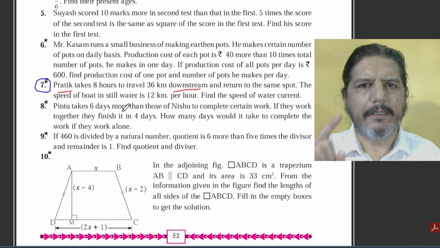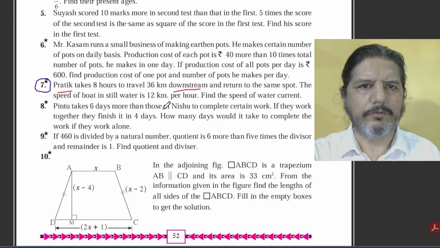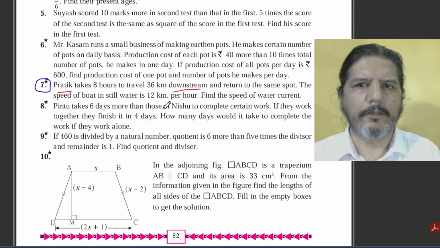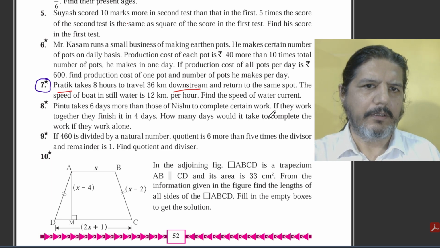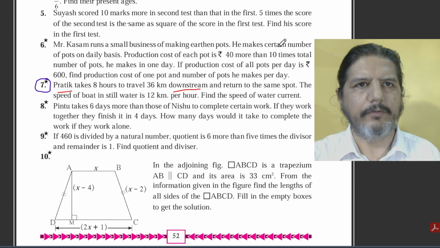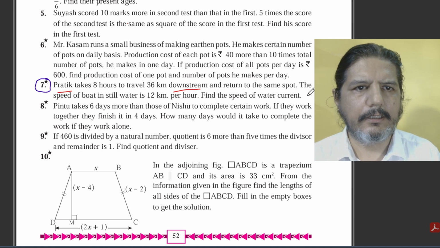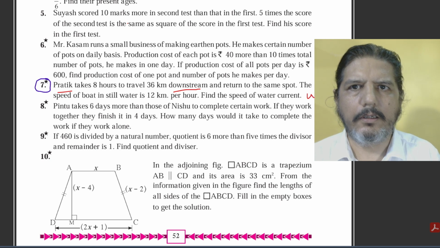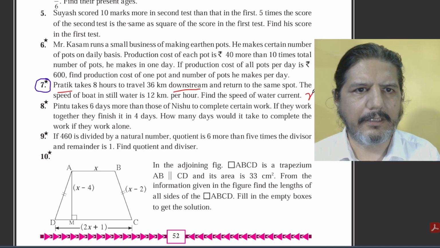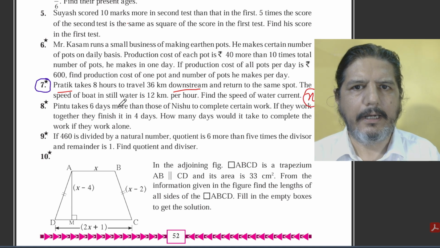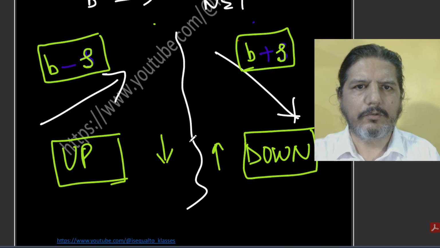So Pratik takes 8 hours to travel 36 kilometers downstream and return to the same spot. Speed of the boat in still water is 12 kilometers per hour. Find the speed of the water current. Fine. So now what I'll do is I'll assume that the water current is, let me call this x. So speed of water current be x, and speed of still water is 12. So this is how the situation is now.